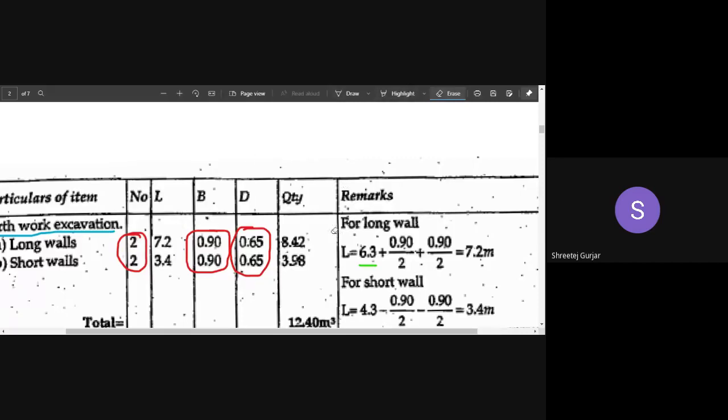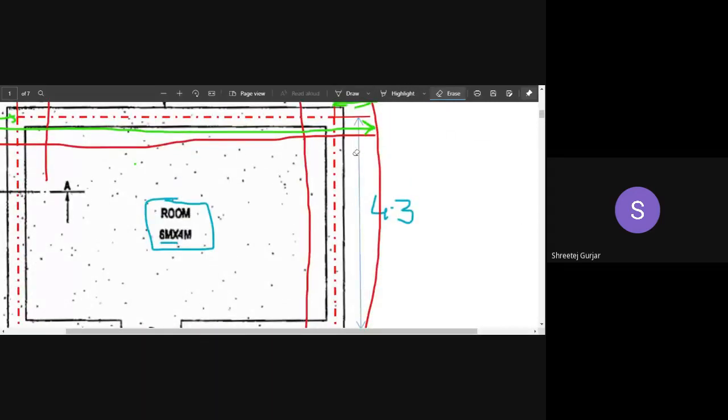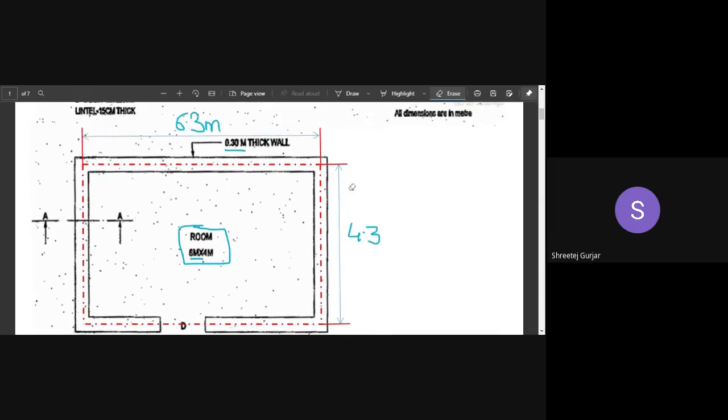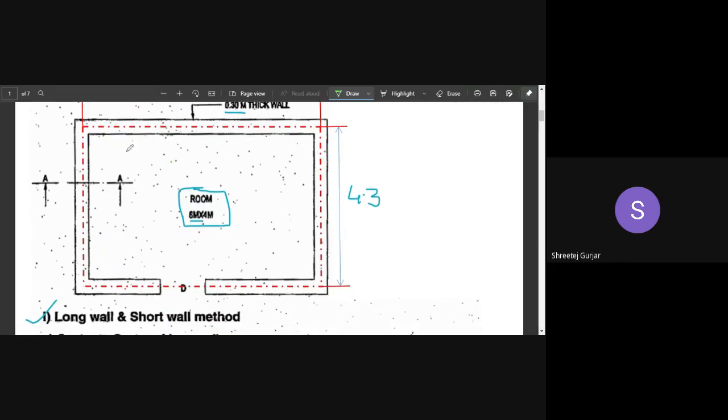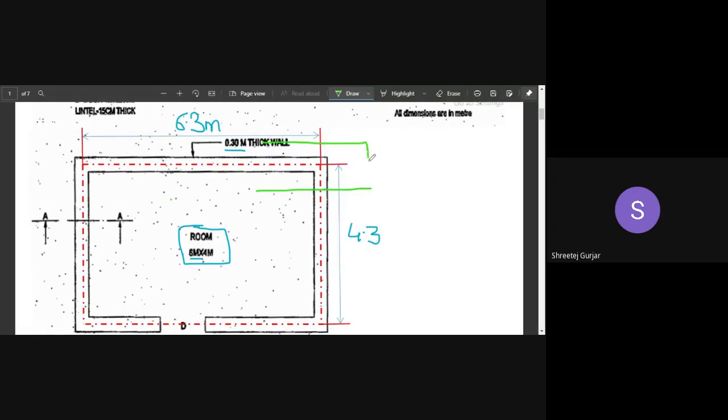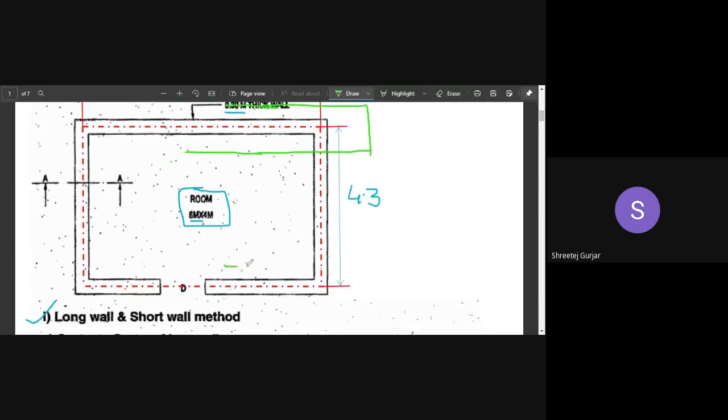Coming to the short wall, it is a bit different. The long wall procedure is different, the short wall procedure is different. Why? For the long wall, we calculated from out to out, but for the short wall it will be in to in, because the other part has already been covered in your long wall. This part is excavated in your long wall, and this part is also excavated in your long wall.